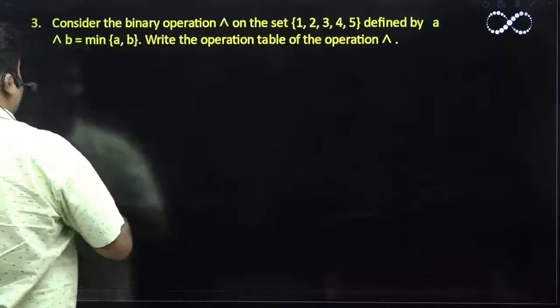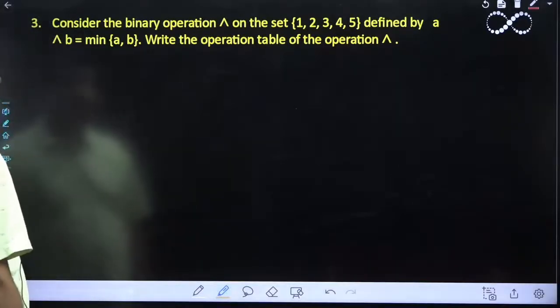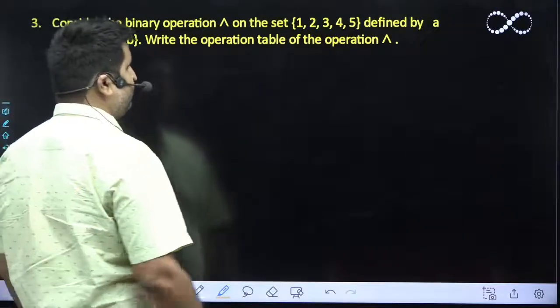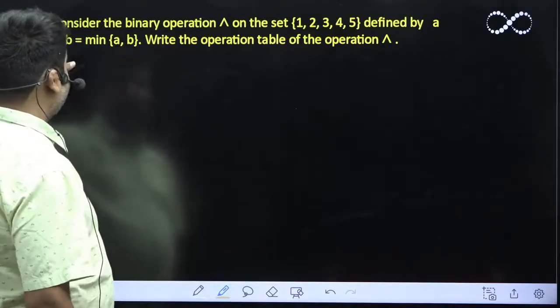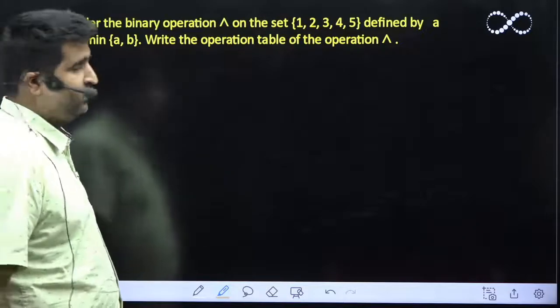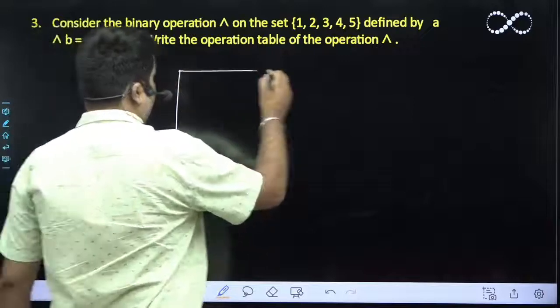So the next question is, consider the binary operation on the set {1, 2, 3, 4, 5} defined by A operation B is equal to minimum of A and B. Write the operation table for this operation. So how do we make operation tables here? Let's see.